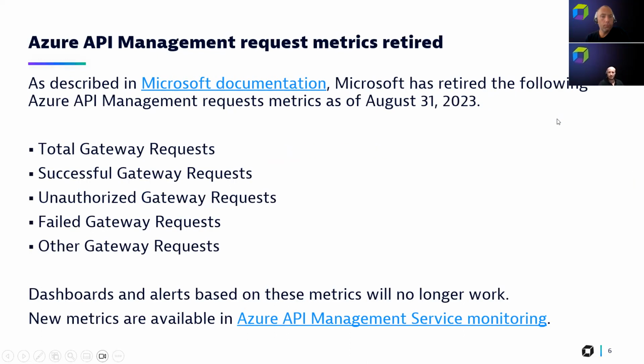And there is a change on the Microsoft side. Several request metrics have been retired by Microsoft as of August 31st. These metrics are total gateway requests, successful gateway requests, and so on. You see the list on this page. So what does it mean? Basically, your dashboards and alerts based on these metrics will no longer work. And there are already new metrics available with our Azure API Management Service integration. You can see those metrics directly in the documentation, which is also posted in these slides.